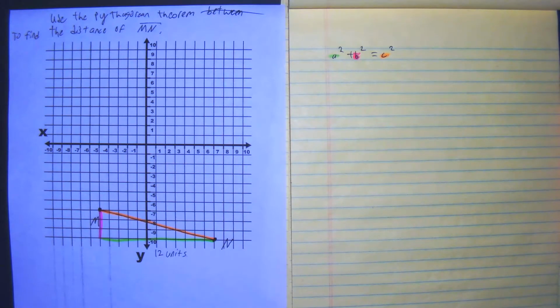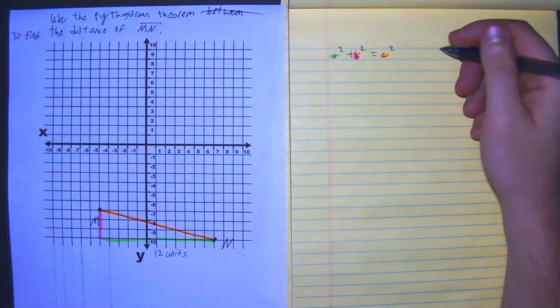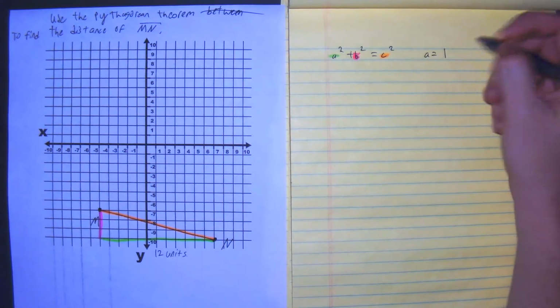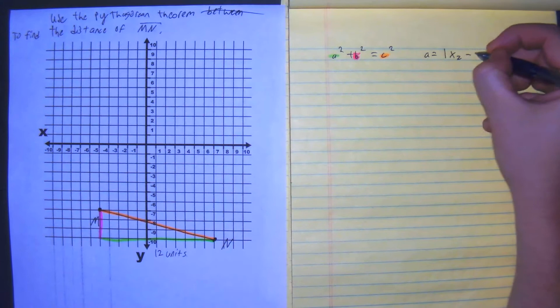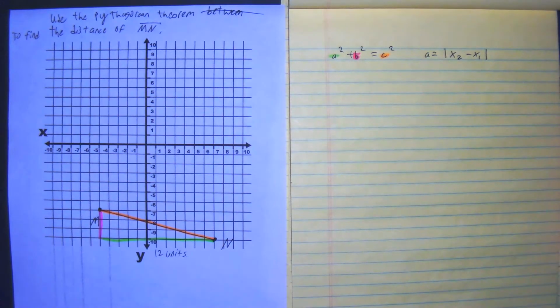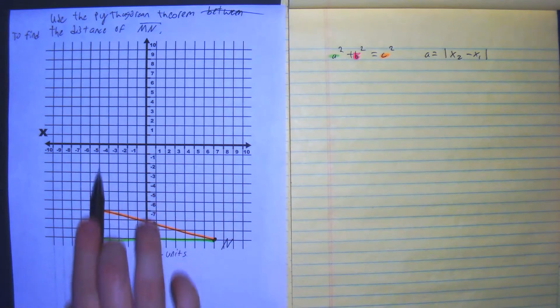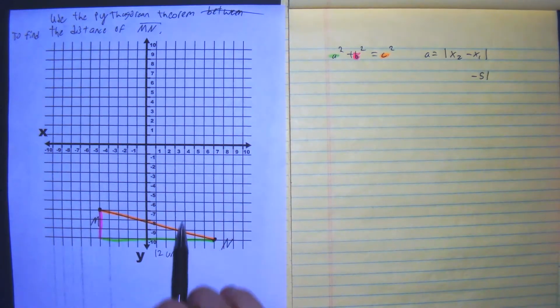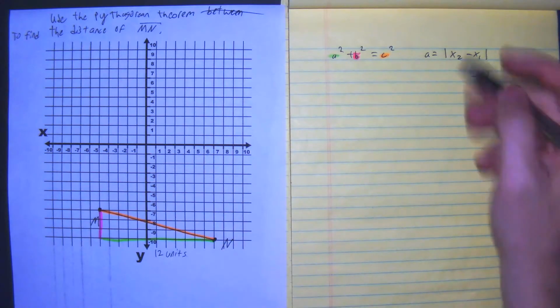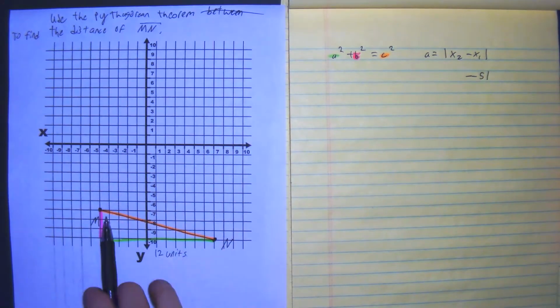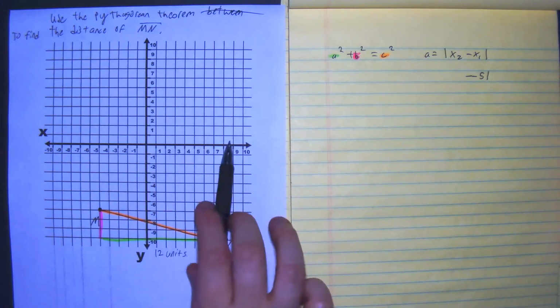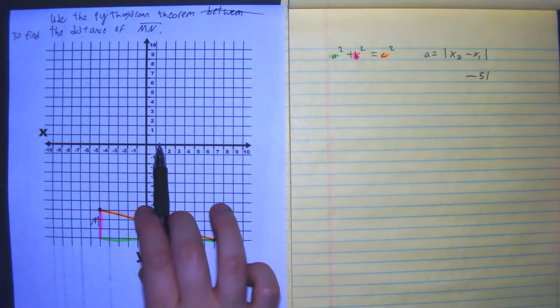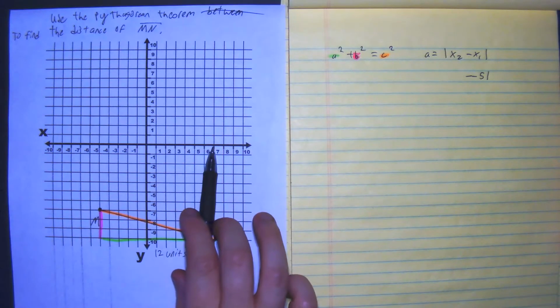So the way I'm going to do this is I'm going to try out the absolute value. A is equal to the absolute value of x2 minus x1. So what that's saying is the distance, this is like x2, x1. So x1 is located at negative 5, and x2 is located at 7, I believe. 1, 2, 3, 4, 5, 6, 7.